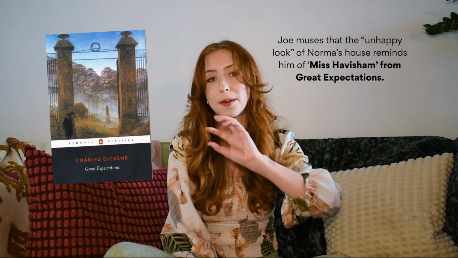Similarly, allusions to the world of literature help flesh out both the characters and the world of Sunset Boulevard. The most standout example of this would be the references to Charles Dickens' novel, Great Expectations. Joe comments that the unhappy look of Norma's house reminds him of Miss Havisham from Great Expectations. Miss Havisham is a character who, after being abandoned by her fiancé, refuses to change her clothes and lives in seclusion in a rotting wedding dress.